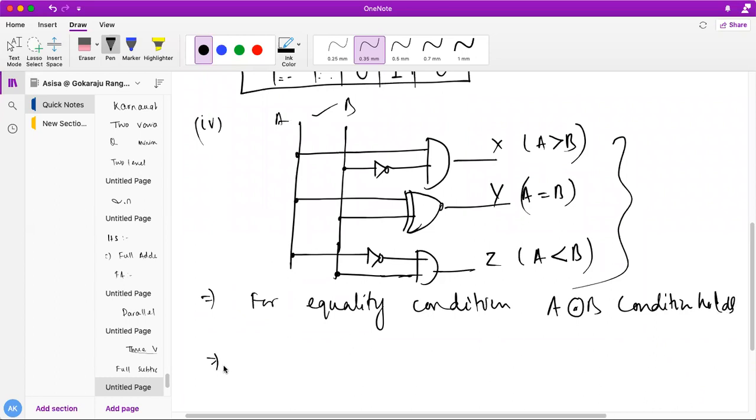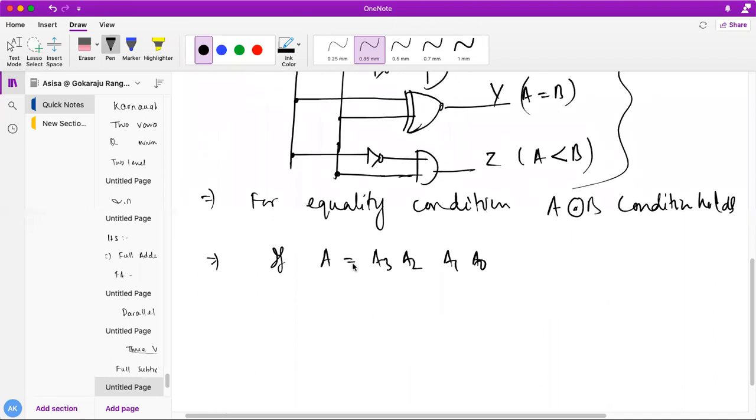So see here, if I'm taking 4 bits, like A is A3, A2, A1, A0, 4 bits. For 4 bits, how many combinations of input can you expect? 2 to the power 8, that is, 256 combinations. So it is very difficult to draw the truth table for that many combinations. For that reason, you should have a particular generalized equation. So if A is this, and B is B3, B2, B1, B0, then what would be the generalized equation for the equality?